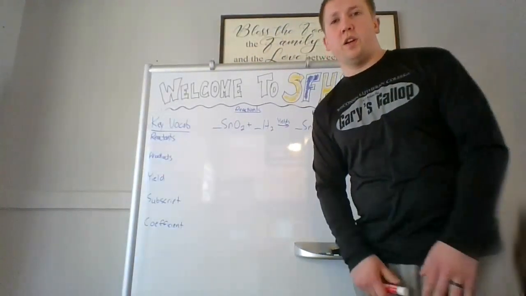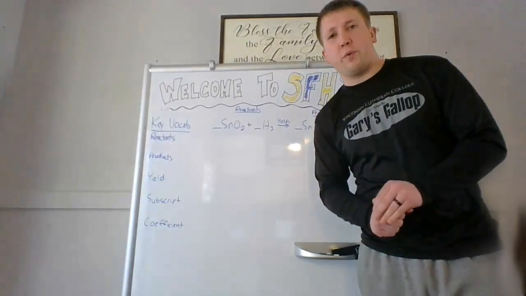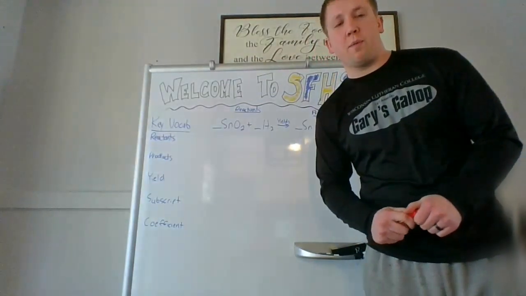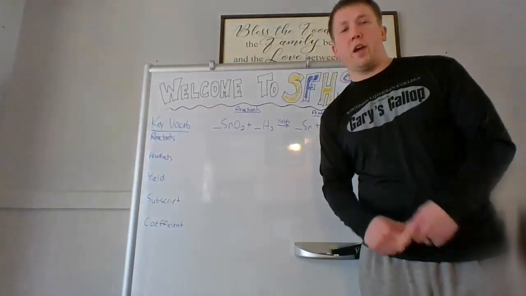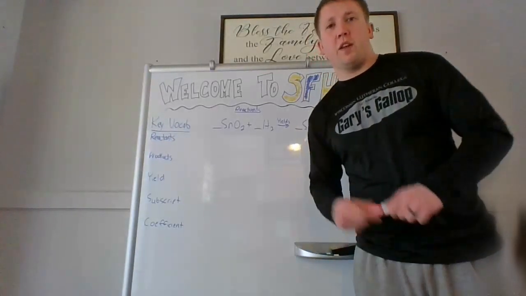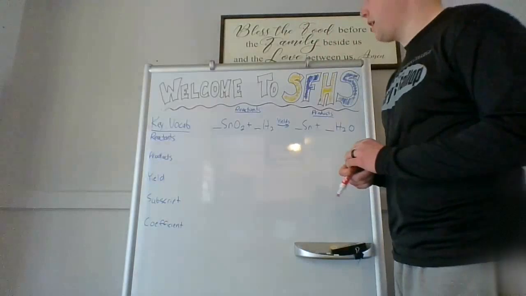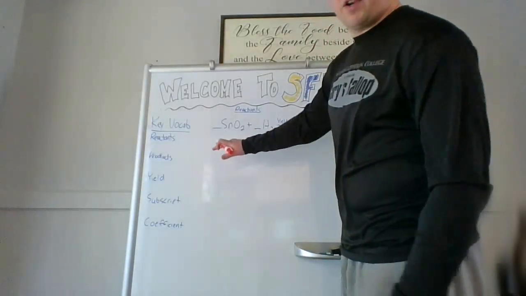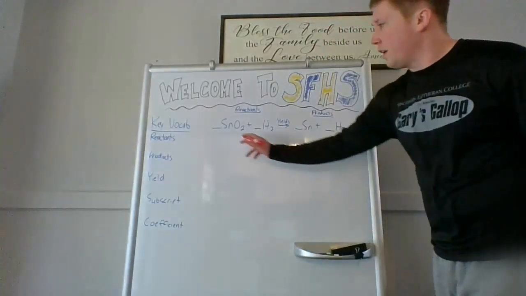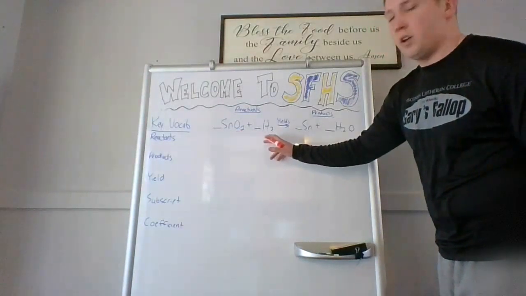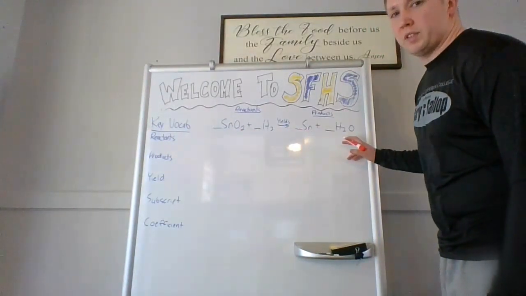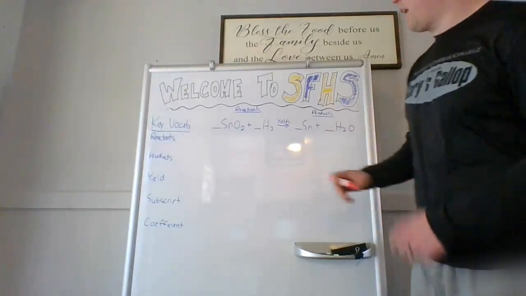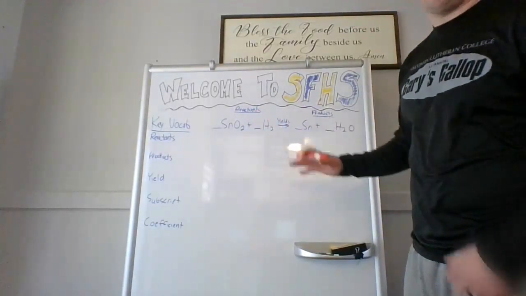Mr. Sheehan here. Just going to go through an example problem of balancing a chemical equation and go through some of the key vocabulary. Welcome to my kitchen, and let's go ahead. All right, so we have our equation right here: SnO2 plus H2 yields Sn plus H2O. And we have the reactants and the products on both sides.